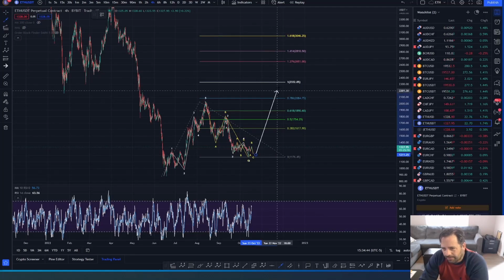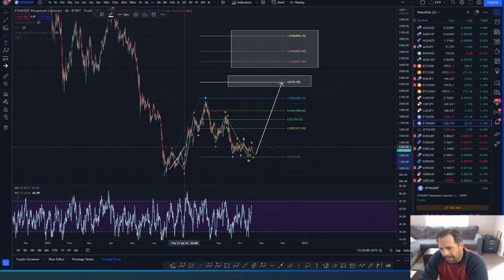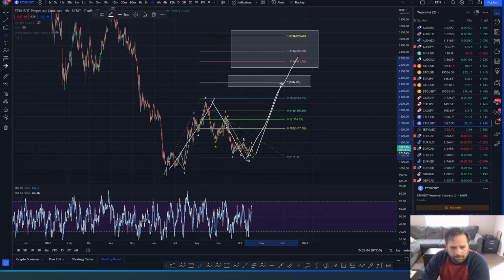The .786 to the 1-to-1, that's where we're going to look for our first target zone, okay? Primary target zone right there. But we also look to upward targets anywhere between the 1.27 and the 1.618 extension. There's a secondary target zone right there. We would be looking at this as an A, B, and a C wave. Okay, and that's the way we're looking at that.